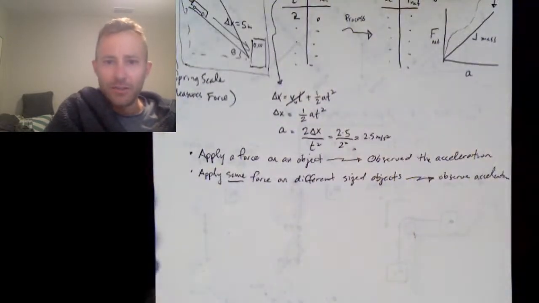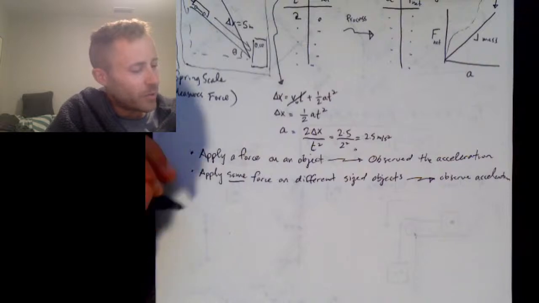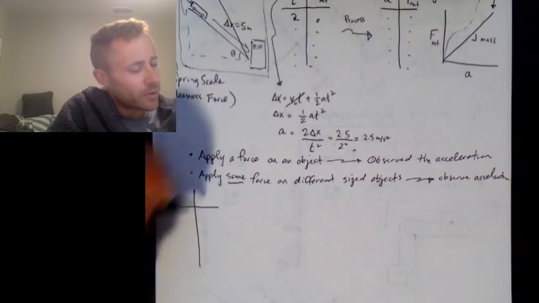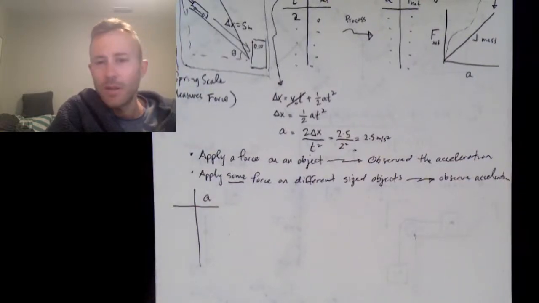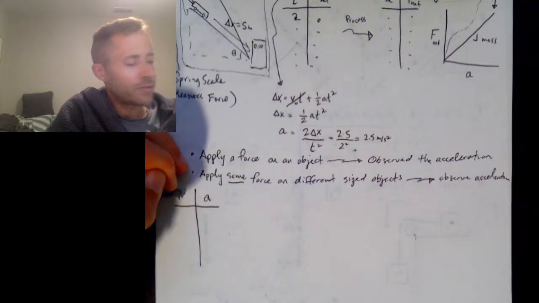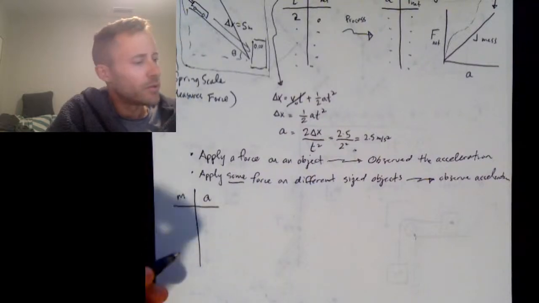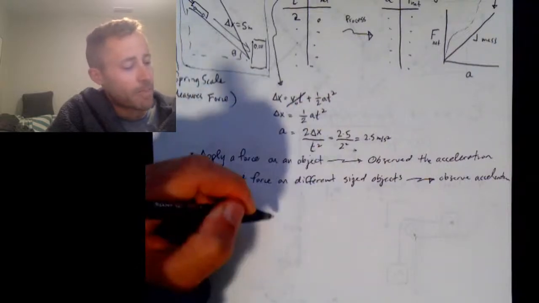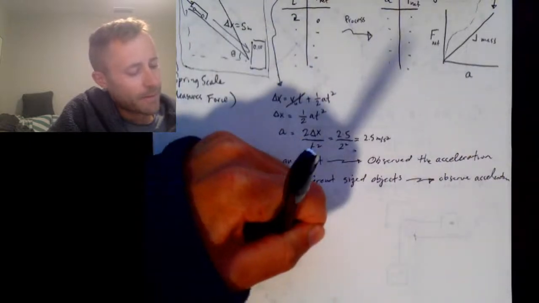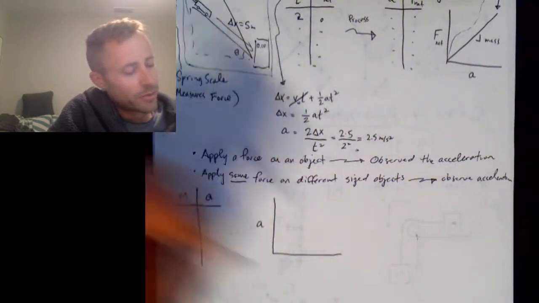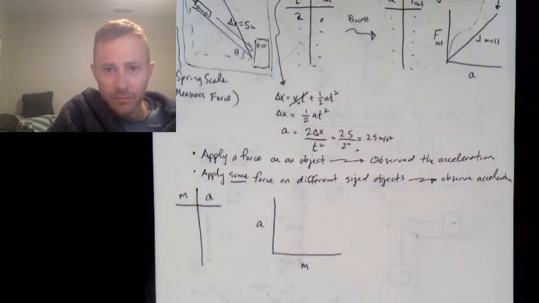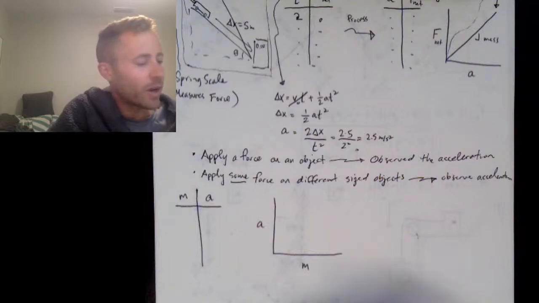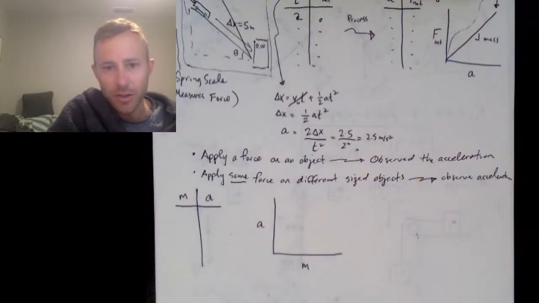So in that case, your data table is going to be acceleration and mass. That means that the graph you make is going to be acceleration and mass. So what does Newton's second law say a graph of acceleration versus mass should look like for a constant force?